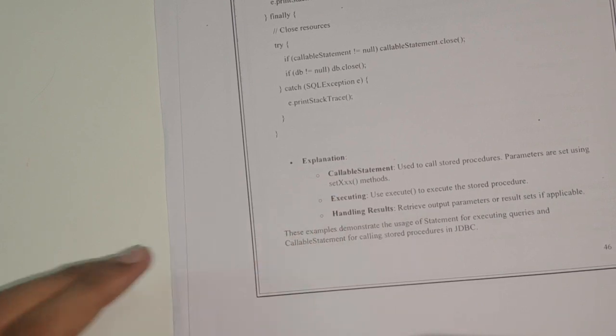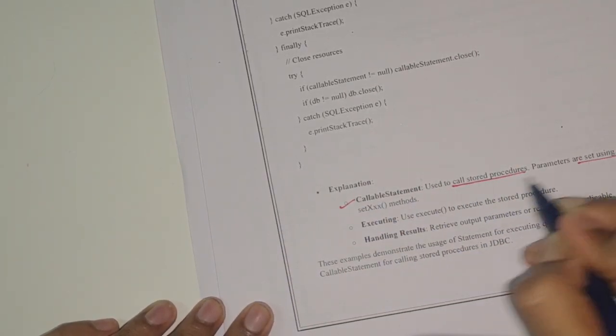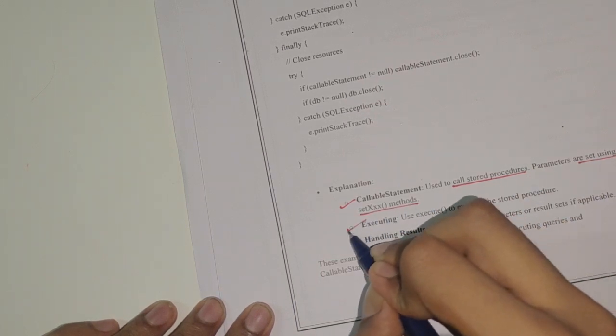Okay, what is the explanation? CallableStatement is used to call stored procedures. Parameters are set using the setX methods.